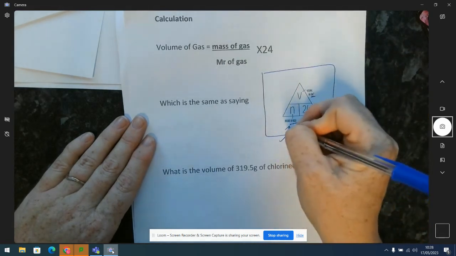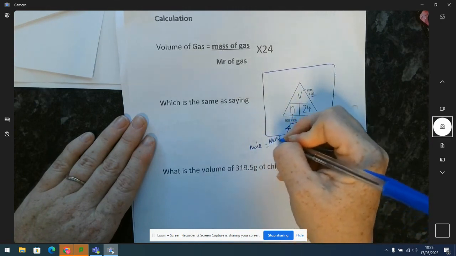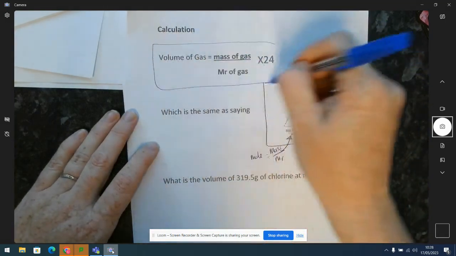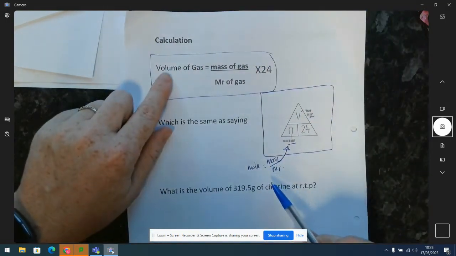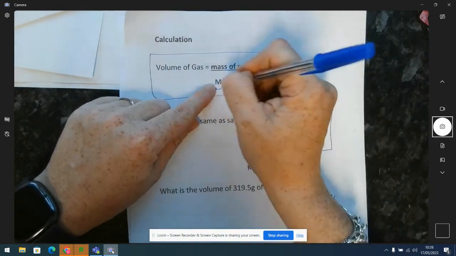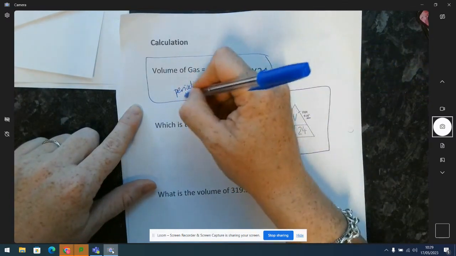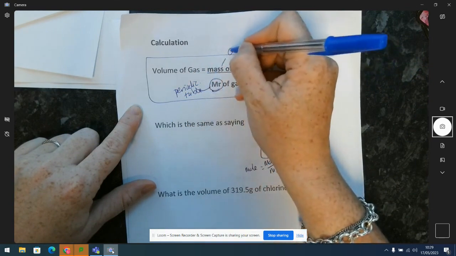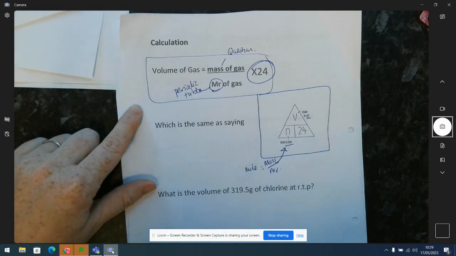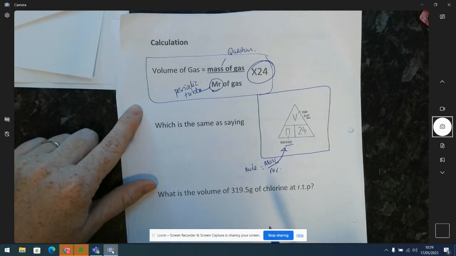Now moles, we should know, we can calculate moles from mass divided by MR, which is why I've got this calculation up here, because really what I'm saying is the volume of any gas can be calculated by the mass of the gas divided by the MR of the gas. Now the MR is what you get from the periodic table. The mass is usually from the question. And I've got to remember that 1 mole of every substance has got a volume of 24. So I can therefore calculate the volume if I needed to.